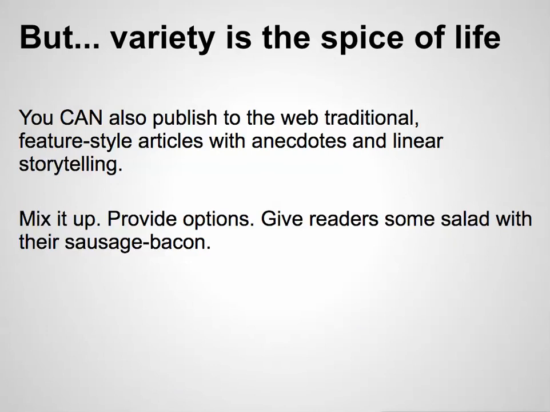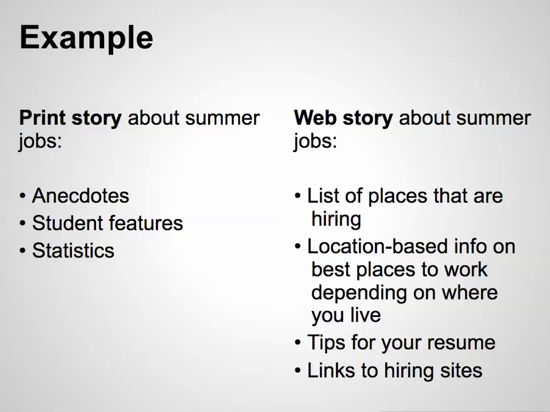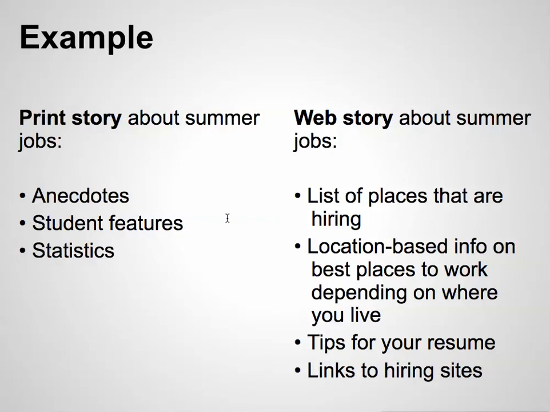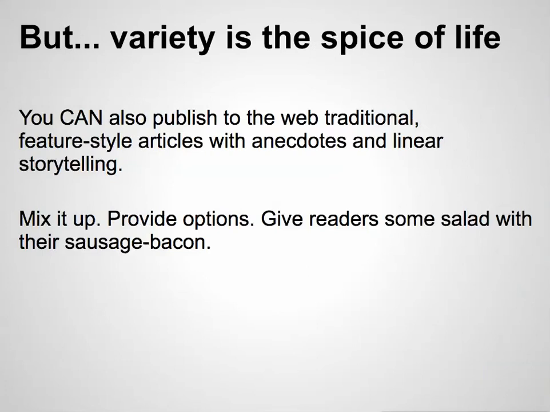But I also want to stress that variety is the spice of life. So even though your web content should be concise, scannable, more actionable, and offer more links and interactive elements, you can also publish traditional feature style articles. So for your web story on summer jobs, maybe take this stuff from print and then add this stuff to it. So you want to mix it up and provide options. Give readers some salad that's healthy for them, some good reading, some important facts and information, with their sausage bacon double cheeseburger, which is their guilty pleasure: their location, their map of where to get jobs, their polls, their silly contests that you can run and stuff like that. So mix it up a little bit.